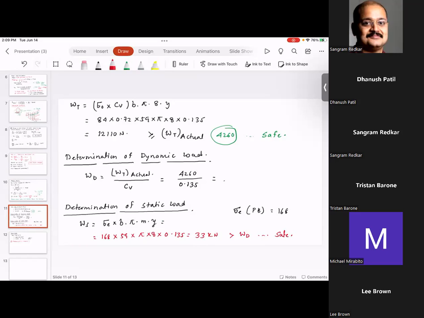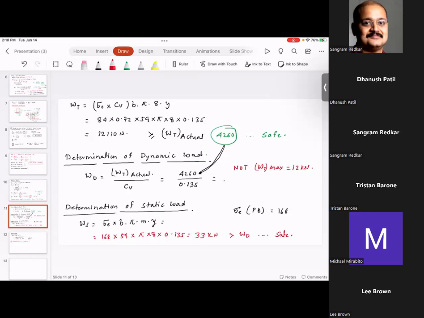Now we want to find out the dynamic load. The dynamic load is found out from the actual load capacity. So the actual load that is being transmitted, WD, you shouldn't find out from WT, which is maximum, which is 12 kilonewton, and that is what the book did. So this is incorrect. You have to find out the dynamic load from the actual WT that is transmitted.